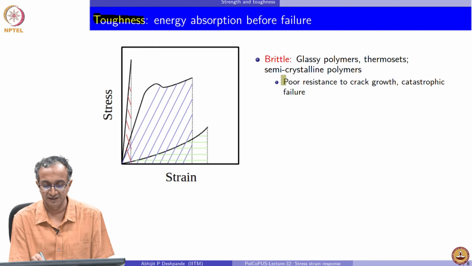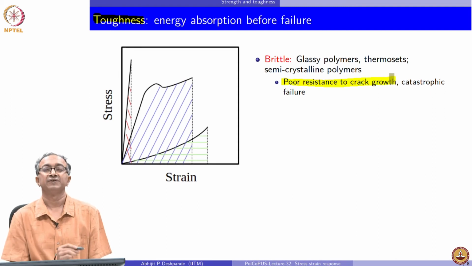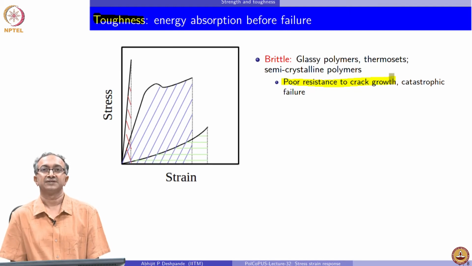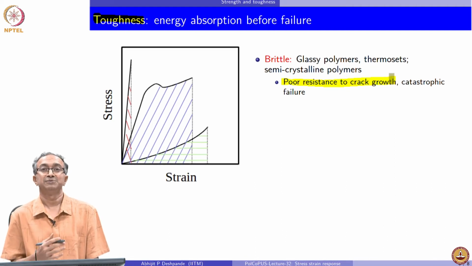And given that there is a poor resistance to crack growth in the case of brittle materials, the toughness is low. Ceramic materials of course also belong to this class, and therefore they are not tough. They may be strong, which means the strength is very high. They may be hard or stiff because modulus is very high, but they are not tough.